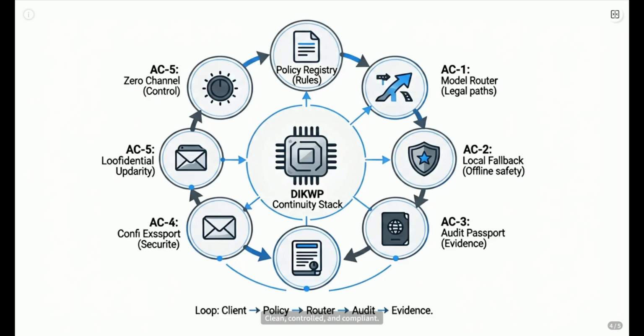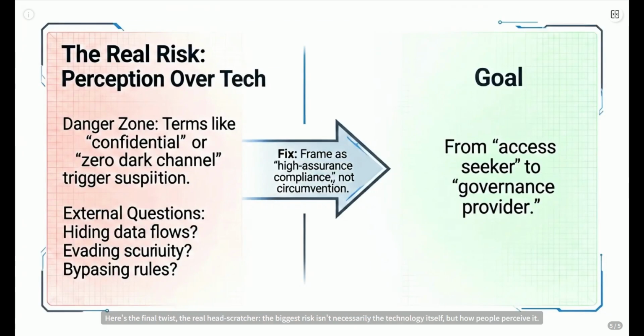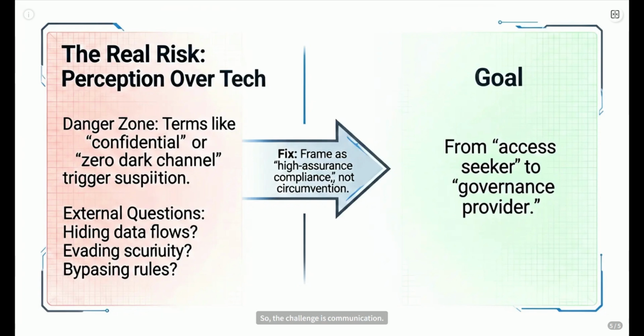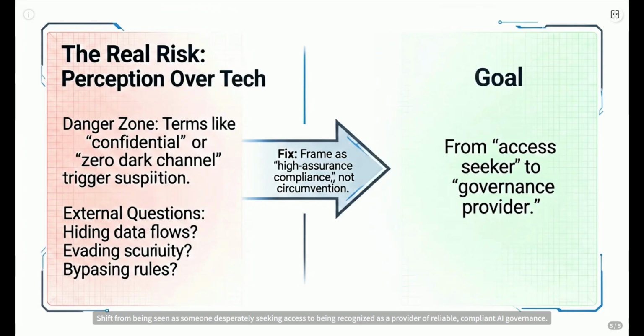Clean, controlled, and compliant. Here's the final twist, the real head scratcher. The biggest risk isn't necessarily the technology itself, but how people perceive it. Words like confidential or zero dark channel, while technically accurate for certain aspects, scream, something fishy is going on. Regulators, clients, investors, they'll immediately think, are they hiding data? Bypassing rules? So the challenge is communication. You need to frame your high assurance, controlled, and minimal disclosure solutions in a way that builds trust, not suspicion. Shift from being seen as someone desperately seeking access to being recognized as a provider of reliable, compliant AI governance. That's the game changer.